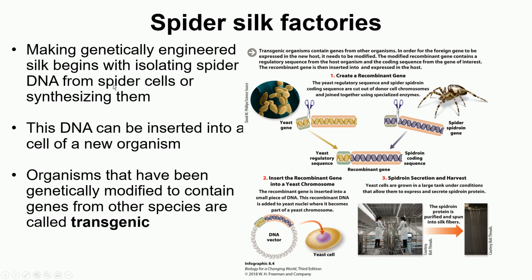So making genetically engineered silk begins with isolating spider DNA from spider cells. You can see here, this is a spider, this is a gene, we can take it out. This DNA can be inserted into a cell of a new organism, like the yeast. When we put this spider gene into the yeast, organisms that have been genetically modified to contain genes from other species are called transgenic organisms.